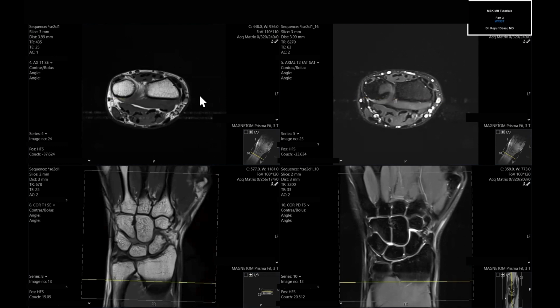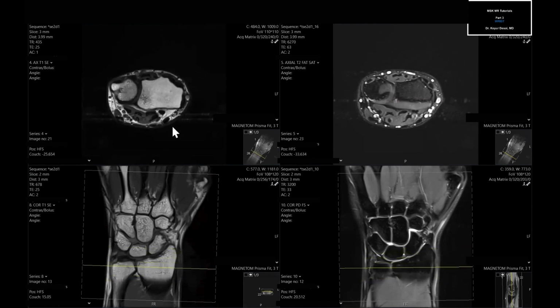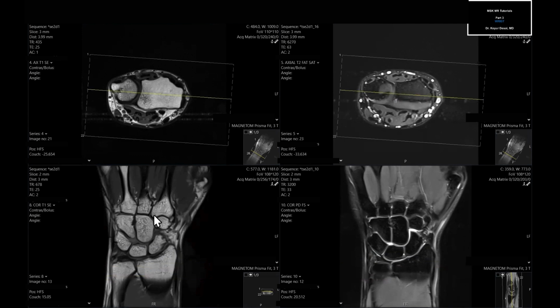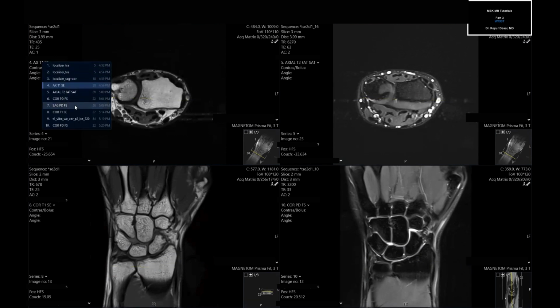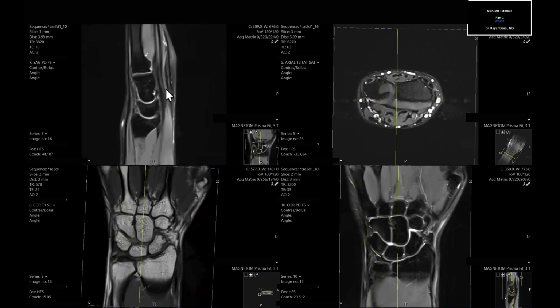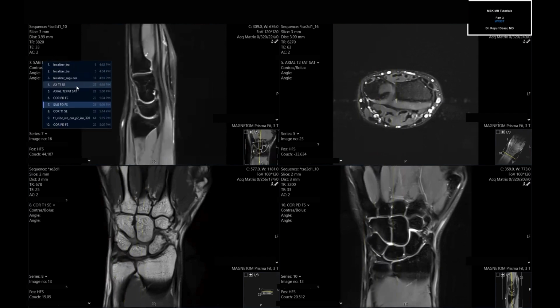Jumping into the wrist, essentially the protocol here is going to be two axial sequences. One is going to be non-fat saturated, which will be better to take a look at the anatomical structures, mainly the bones, taking a look to see if there are any osteophytes, abnormal marrow signal abnormalities, and then a fluid sensitive fat saturated sequence. And then you're going to get kind of a similar thing for both coronal sequences, and then you will also have a sagittal sequence as well, which we will get a little bit more into near the end of this video.